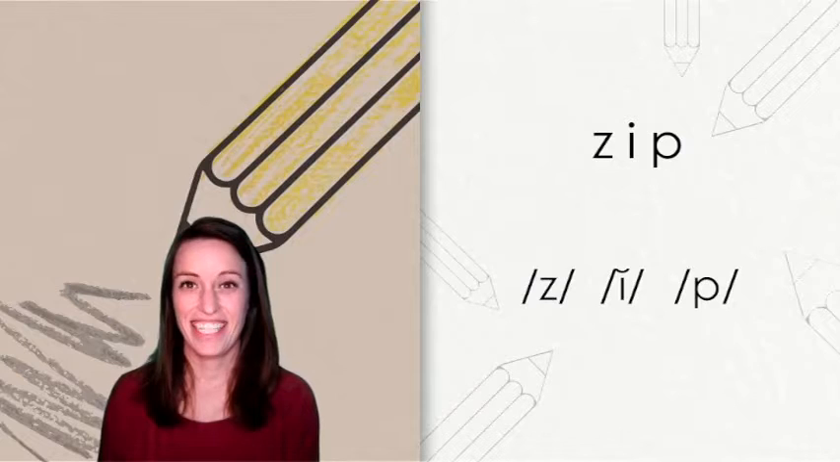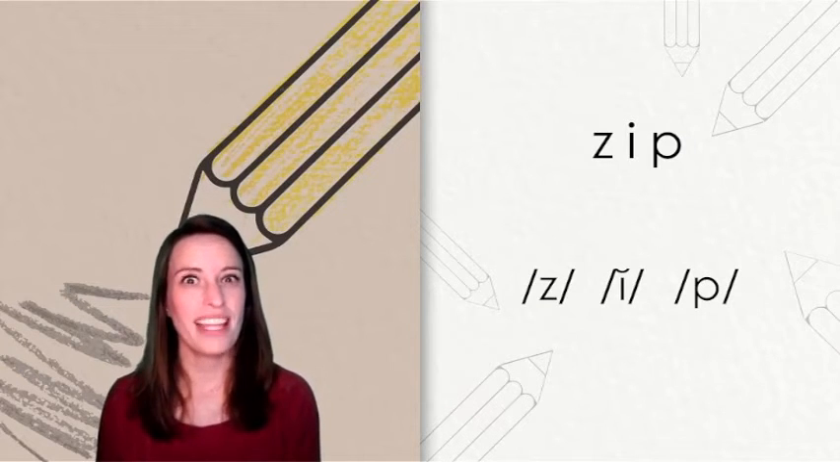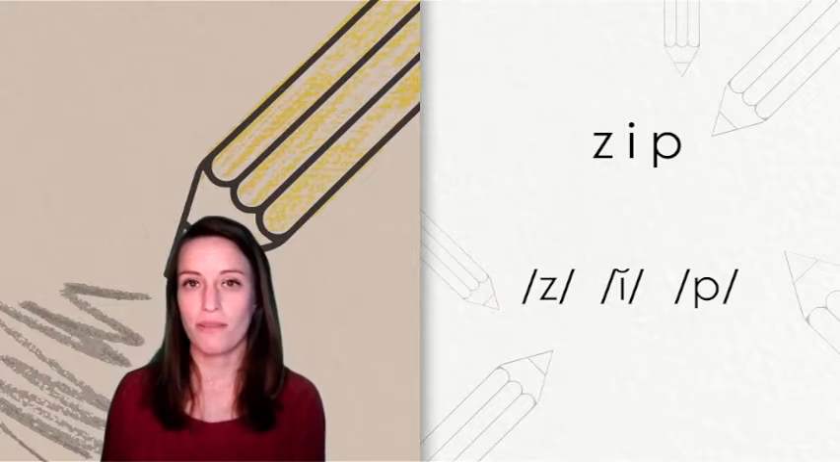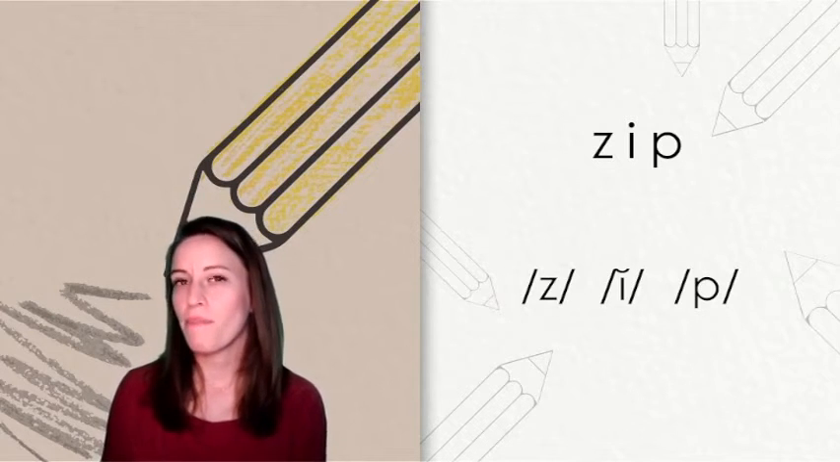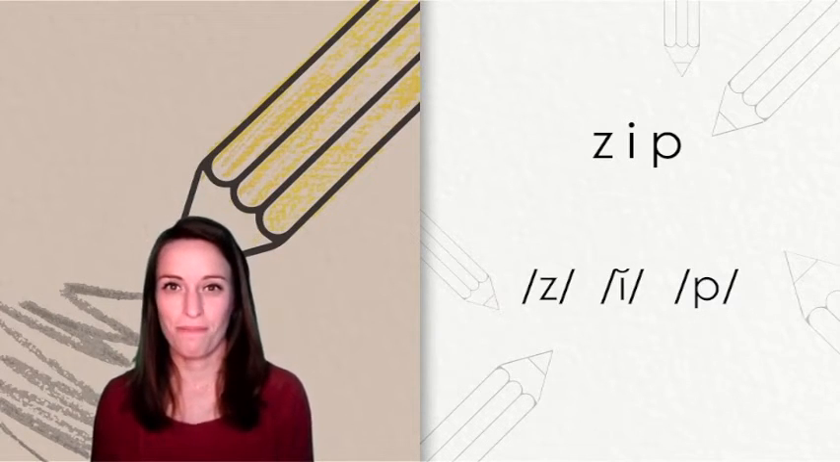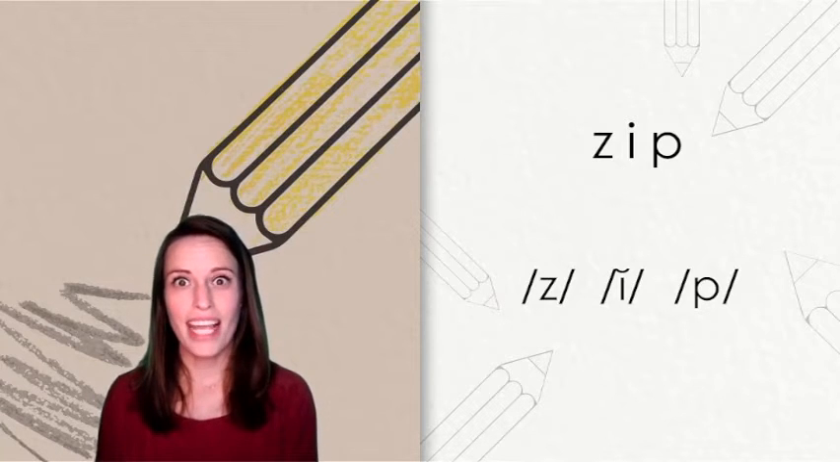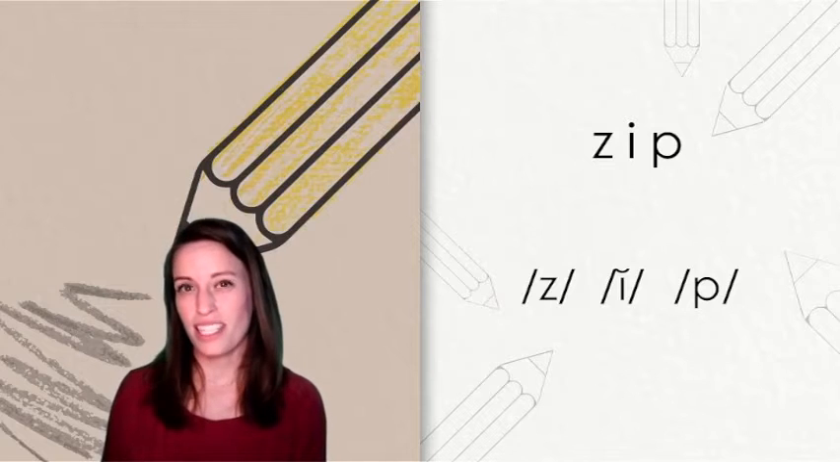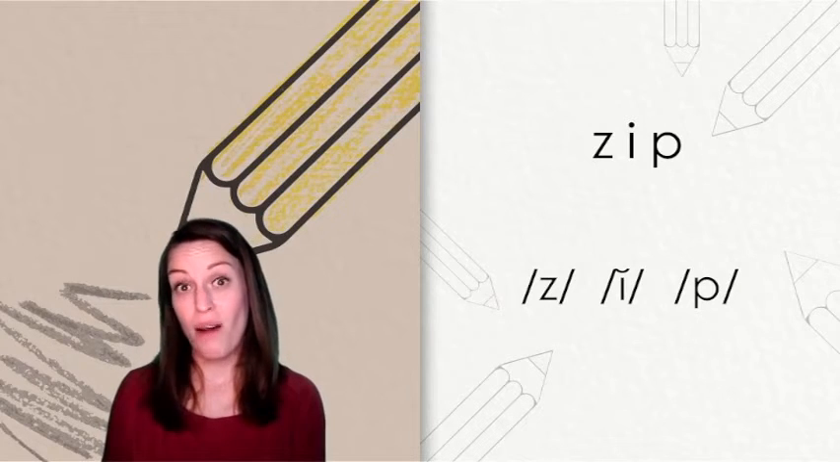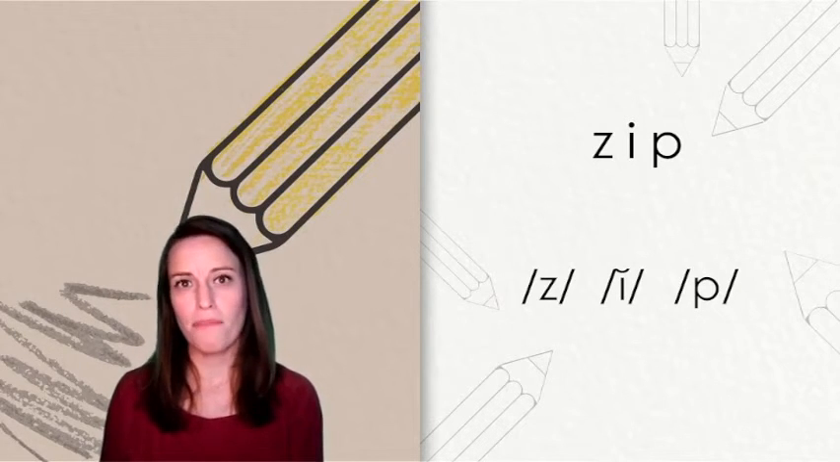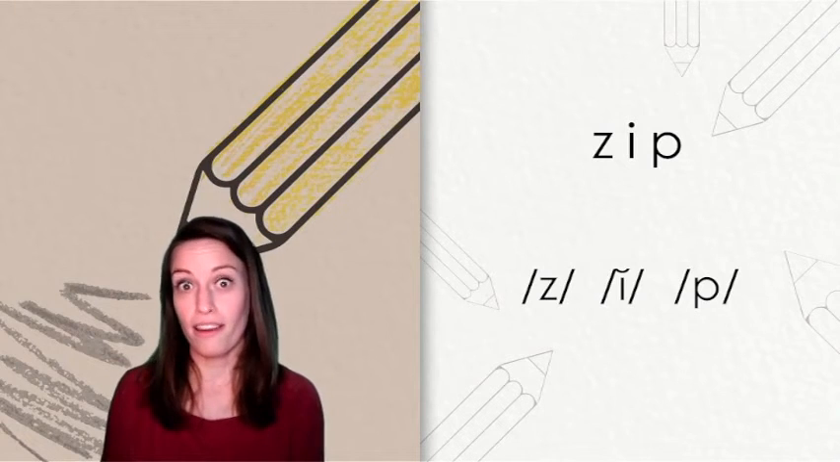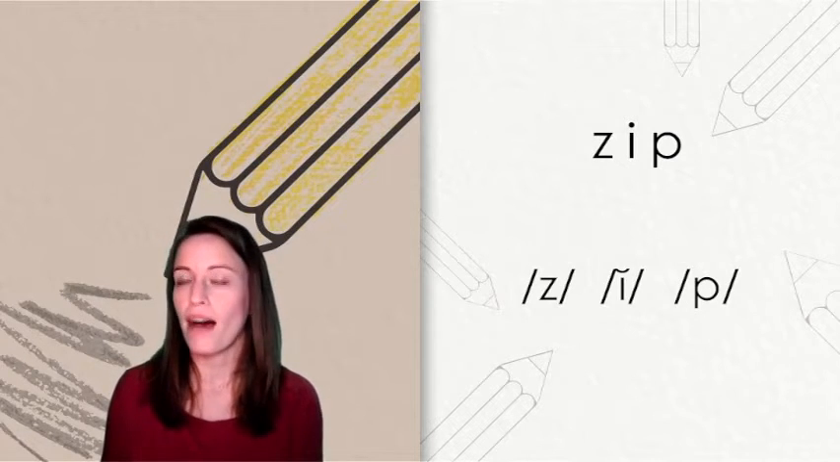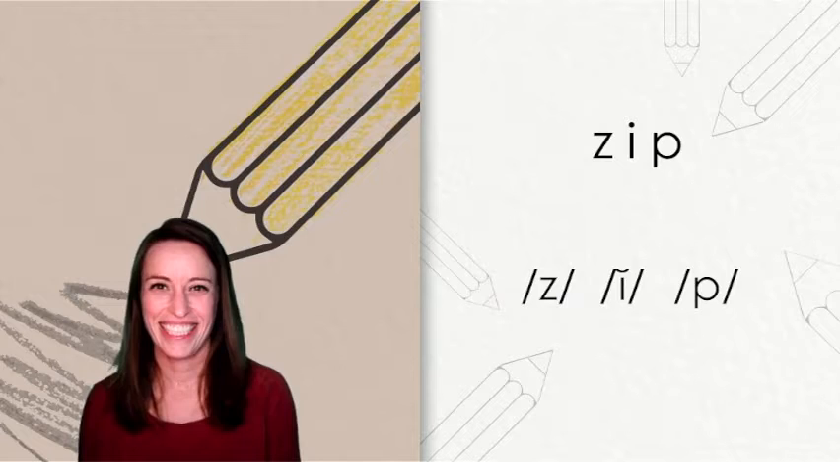Writing. Now, you will write the letters that match the sounds you hear. Get your paper and your pencil ready. The first word is zip. Zip is a closed syllable word because the vowel i is surrounded by consonants. Look, the i is followed by that letter p.